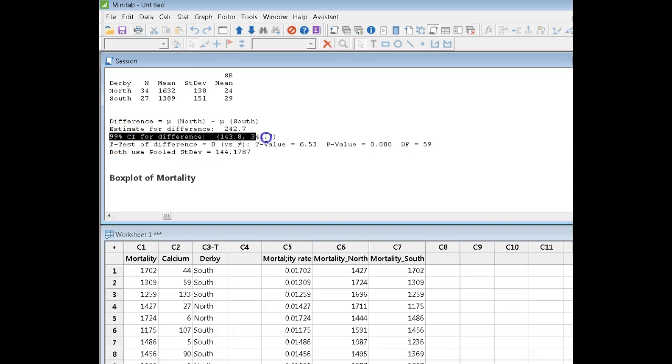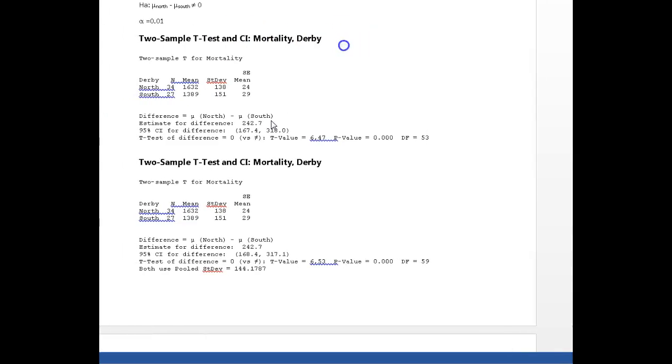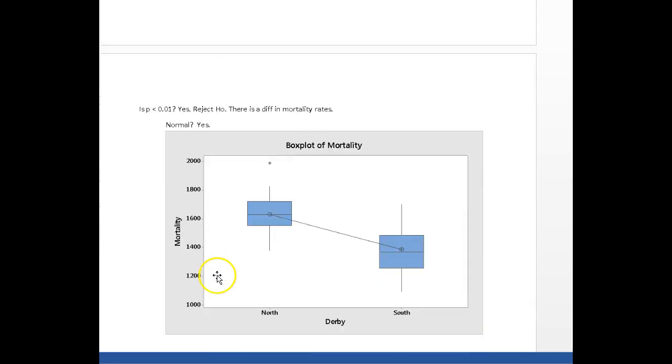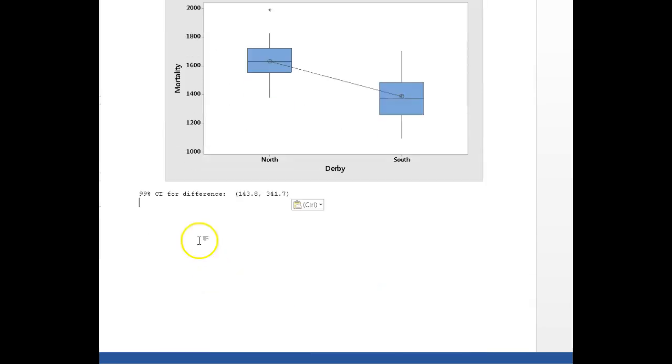And here's the interval. Now what does this interval really tell me? Let me get it up down here. That difference was north minus south. That's important. Keep track of that. So it's telling me that we're 99% confident that the true difference in the number of mortalities between north and south of Derby falls between roughly 144 and 342.